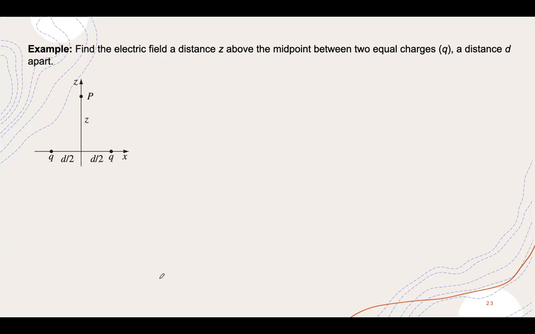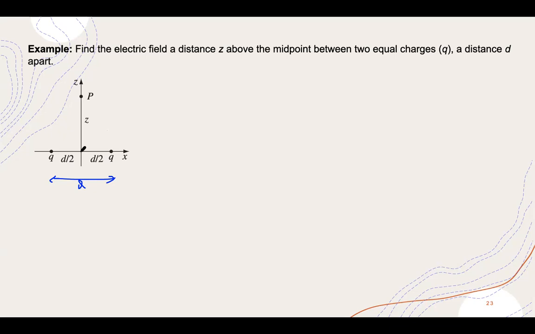Okay. So let's take one example and try to calculate the electric field at a distance z above the midpoint between two equal charges q, a distance d apart. So these two charges are there. In this question, it is given that the distance between these two charges is small d, and the charges are q and q. We want to find the electric field at a distance z above the midpoint between two equal charges.